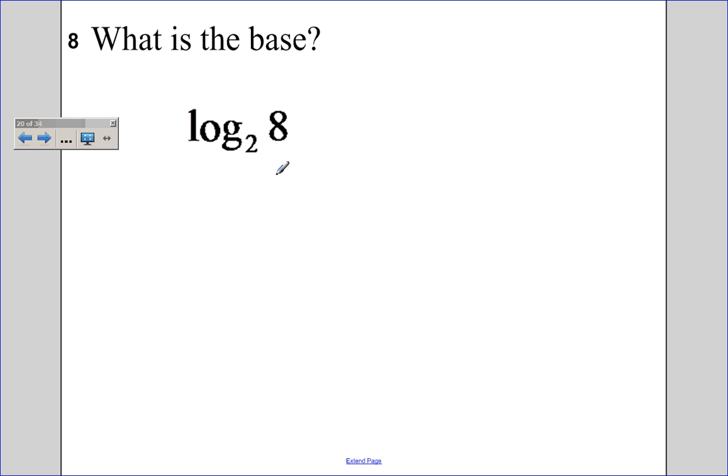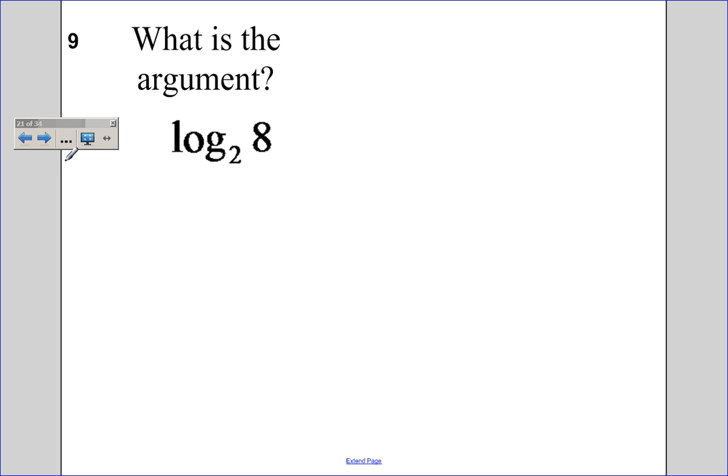What is the base here? Hopefully everybody knows. 2 is the base. What is the argument? Our x value is the argument, so that would be 8.